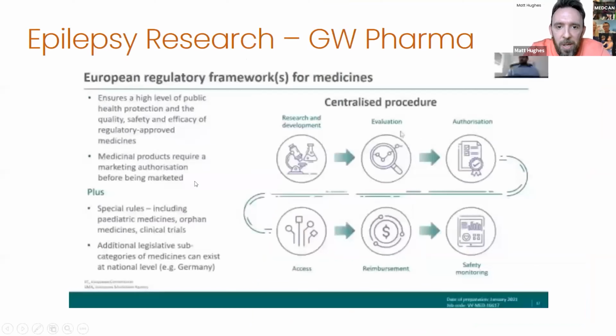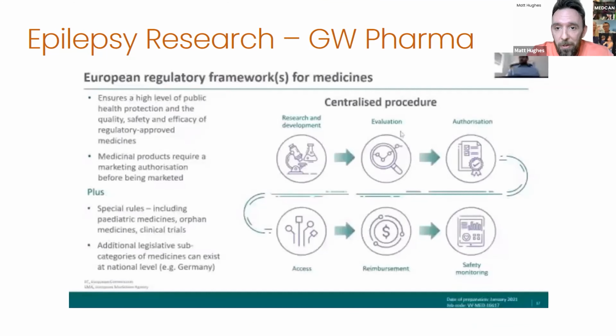So for a medicine to be available in the NHS, there's the European Regulatory Framework for Medicines. So it starts with your pharmaceutical, your evaluation, authorization, access, reimbursement, and safety. So this was yesterday on Epilepsy Research with GW Pharma, who produce Epidiolex. They had their own webinar similar to ours, talking about Epidiolex and the route to cannabis-based products on the NHS.